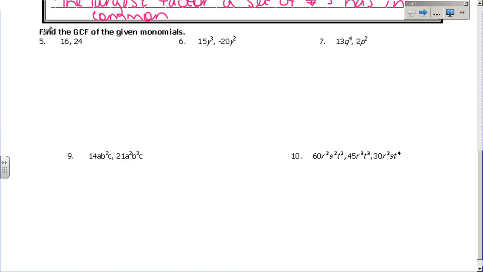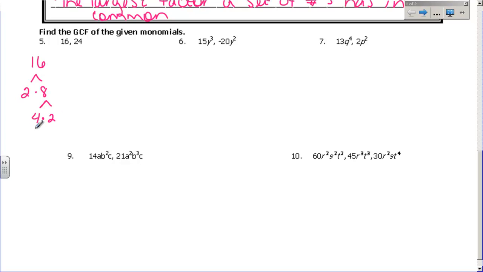So 16 and 24, we're going to do it using factor trees. So to find the greatest common factor, first thing I do is draw a factor tree. So 16 can be factored out into 2 times 8. Well, 2 is prime, so there's no need to factor that anymore, but 8 can be factored into 4 times 2.